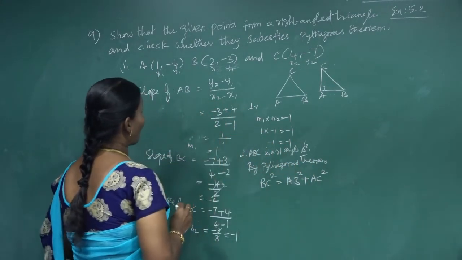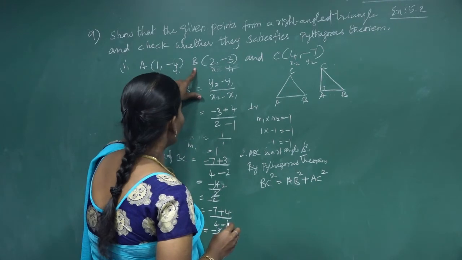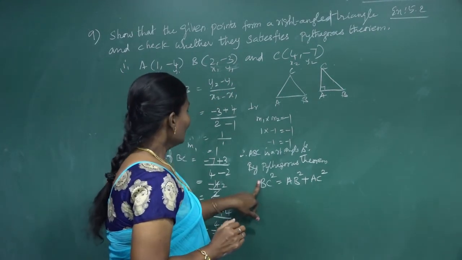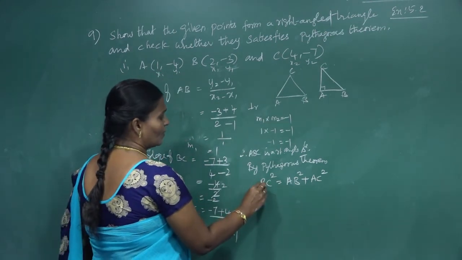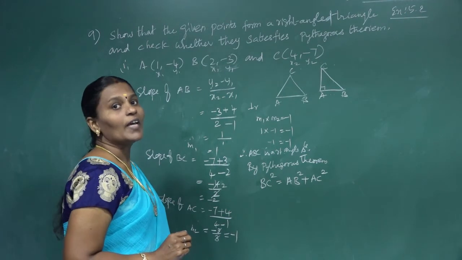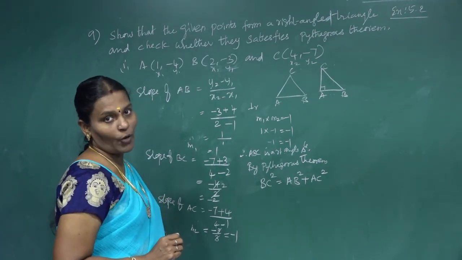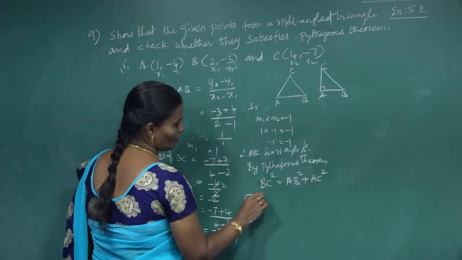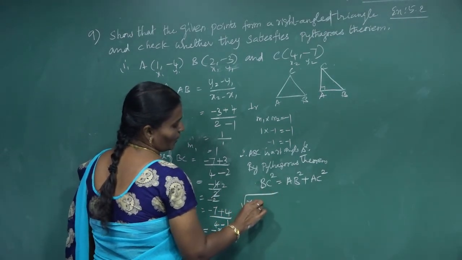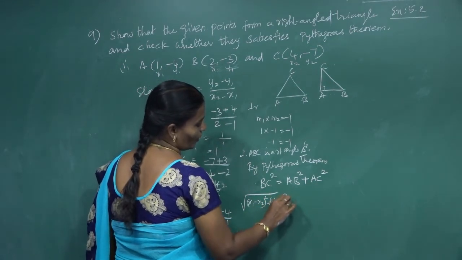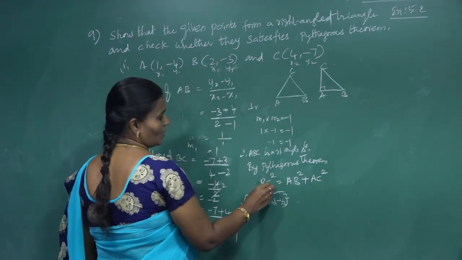See BC, take this BC point. You already know the length of the line. The formula is square root of x1 minus x2 the whole square plus y1 minus y2 the whole square. So here you apply that formula: square root of x1 minus x2 the whole square plus y1 minus y2 the whole square. Here BC the whole square.